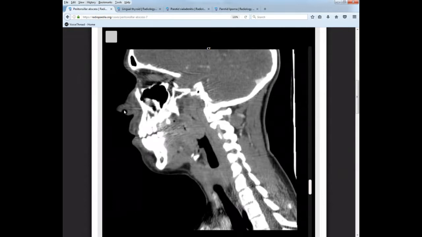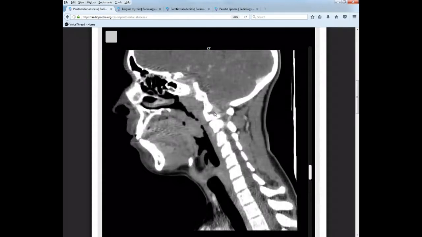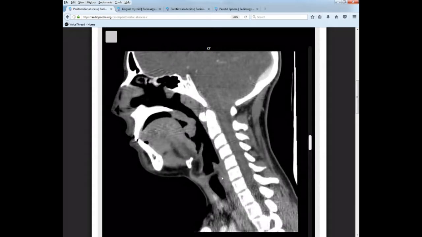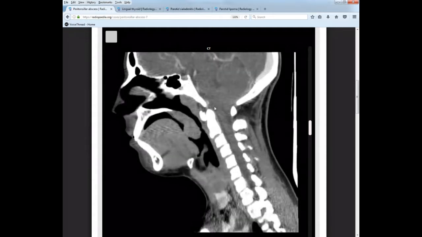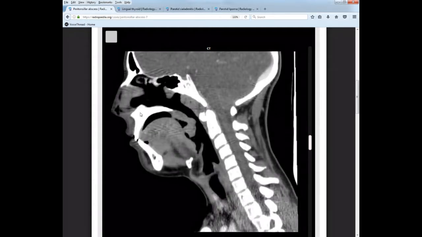This is going to be the superior portion of the pharynx, and then the most inferior portion is going to be where it becomes the esophagus. So down here, right around this area, is where the esophagus begins. This is the piriform sinus right here. So this is where the esophagus begins, posterior to the trachea. Okay, so from about here to about here, this is all your pharynx.